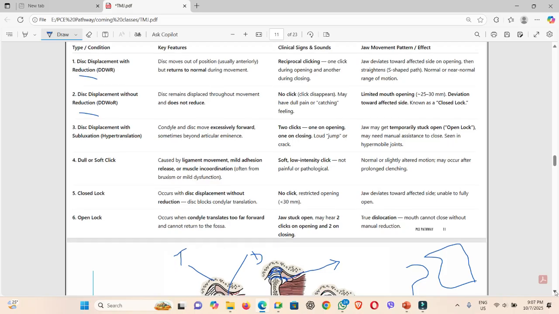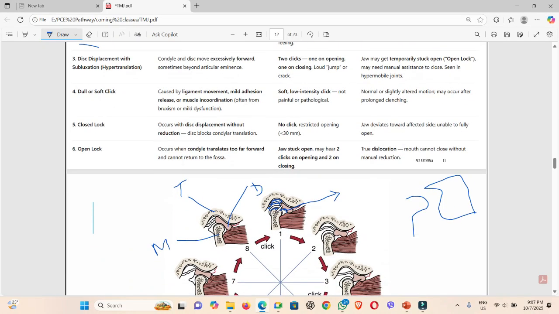So now what we will say is, while opening the mouth, if this condyle goes and sets, because this condyle will translate anteriorly if the person opens the mouth, right? And it will slide and sit at the middle of the disc. At that time we will call it reduction.